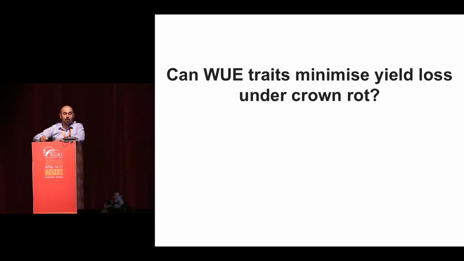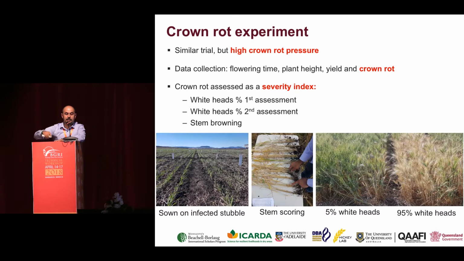Then we wanted to know if water use efficiency traits can reduce yield losses under crown rot conditions. So we set up another experiment in the same drought station, but this time in a different environment, inoculated with crown rot really heavily. We ran it for 3 years. And what we did, we collected similar data sets, but this time we scored for crown rot disease as well.